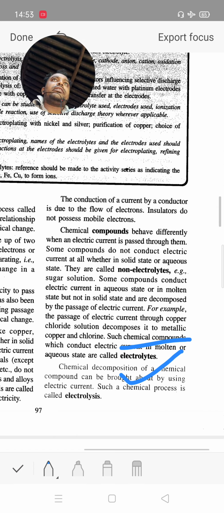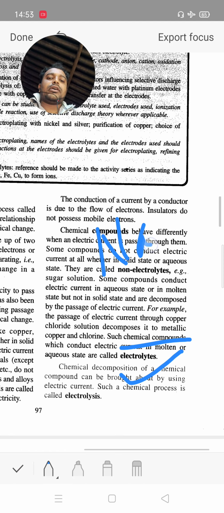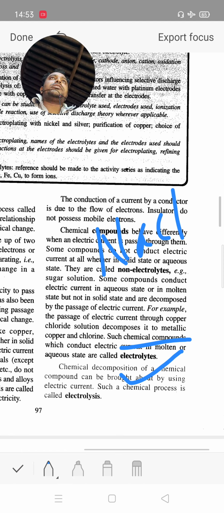Suppose NaCl, for example. It is in a solid state. When it converts into a liquid state, aqueous state, or molten state, then it acts as a strong electrolyte. NaCl.